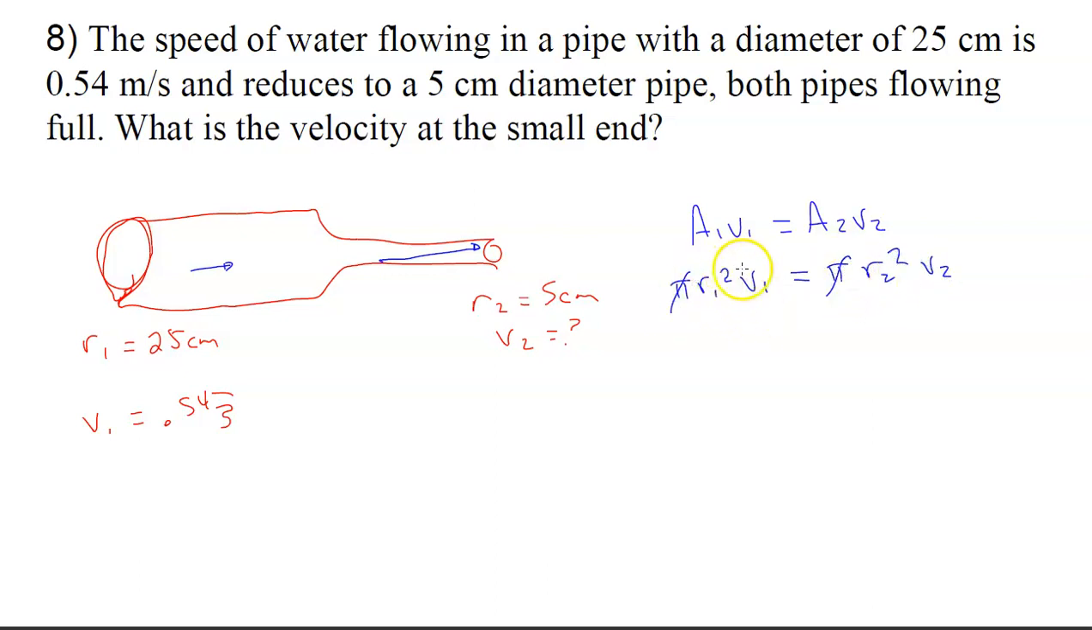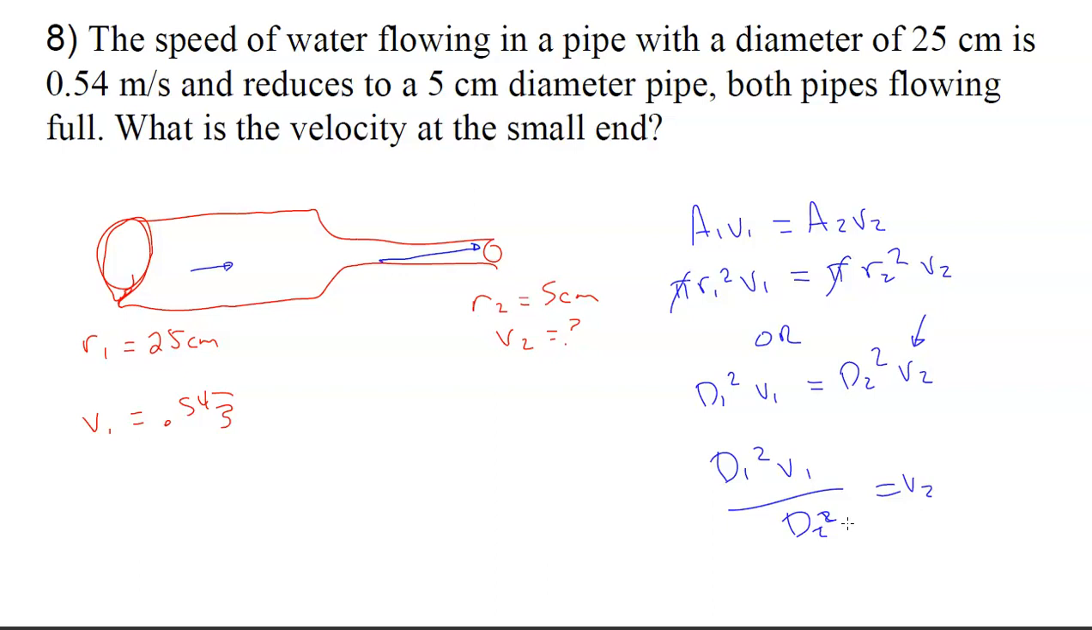Pi's are going to cancel. Don't forget to square the radii again. You could use the diameters in this as well. Diameter 1 squared V1 equals diameter 2 squared V2. That would be fine. Either one. So if you want to cut the 5 and the 25 in half and put them in here, that's great. If you want to just use 5 and 25, you'll get the same answer down here. So I don't really care. We are looking for V2, and that would be D1 squared V1 divided by D2 squared equals V2. Run the numbers, see what you get right there.